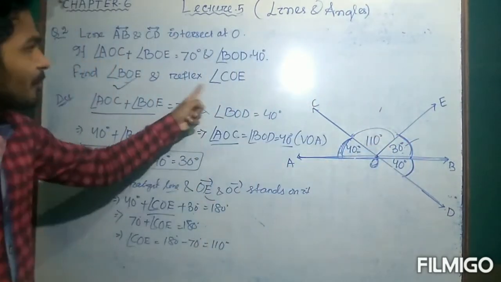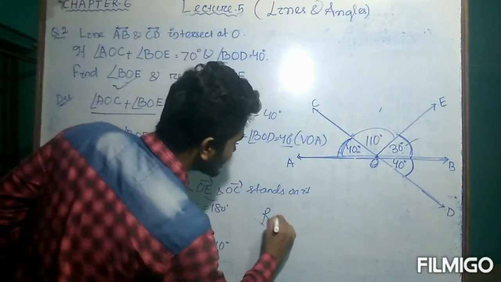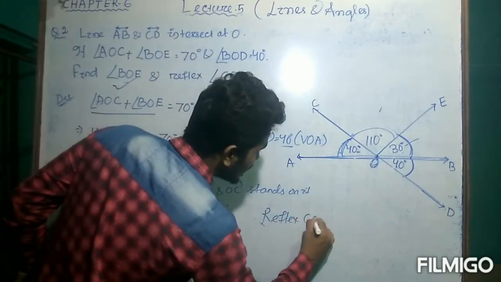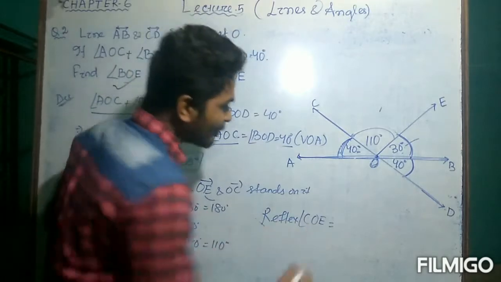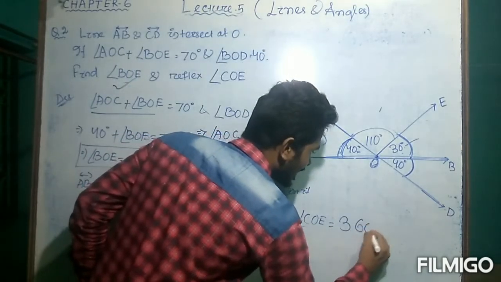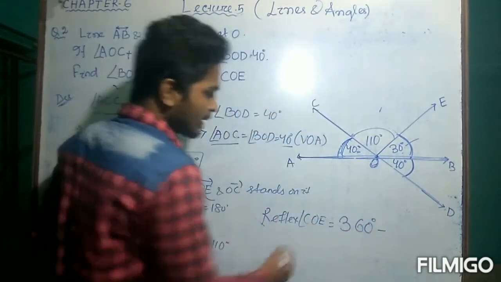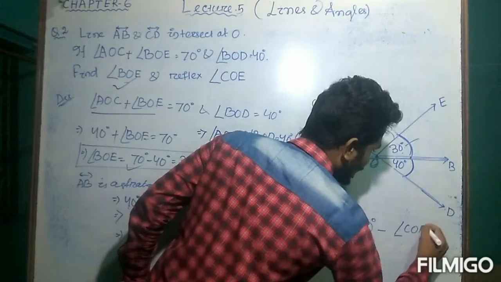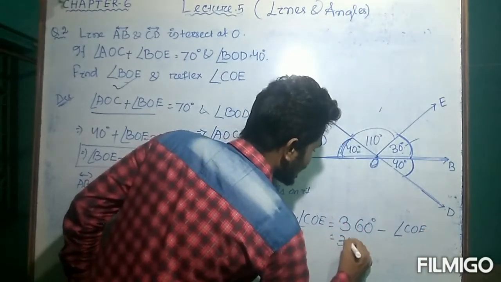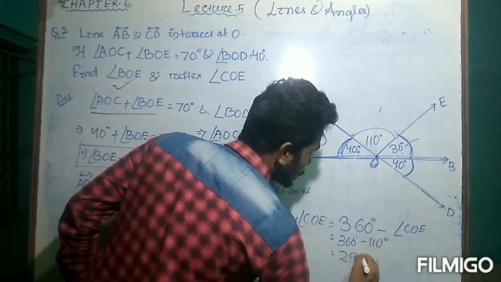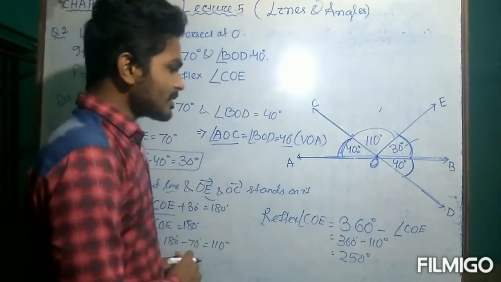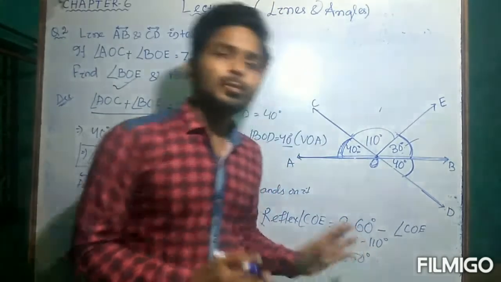Next you have to find reflex COE. Reflex COE means what? This angle should be subtracted from 360 degree. So 360 degree minus this angle COE. So 360 degree minus 110 degree. So you get 250. Hence the value of reflex COE is 250.